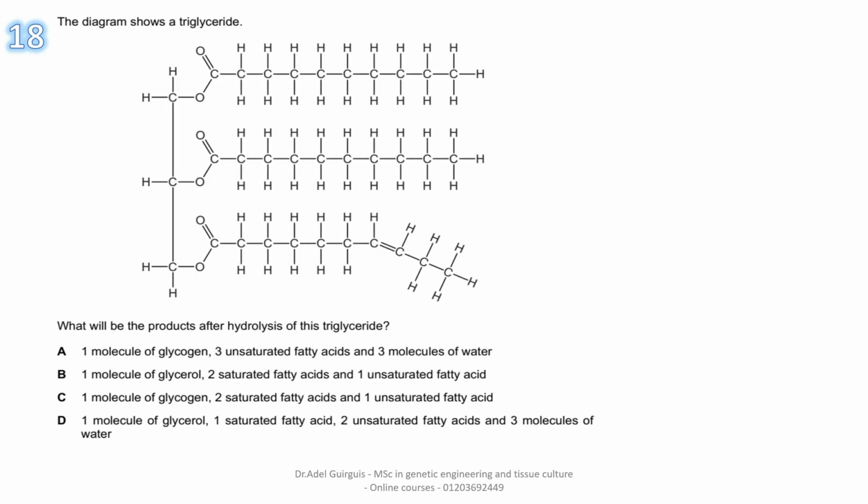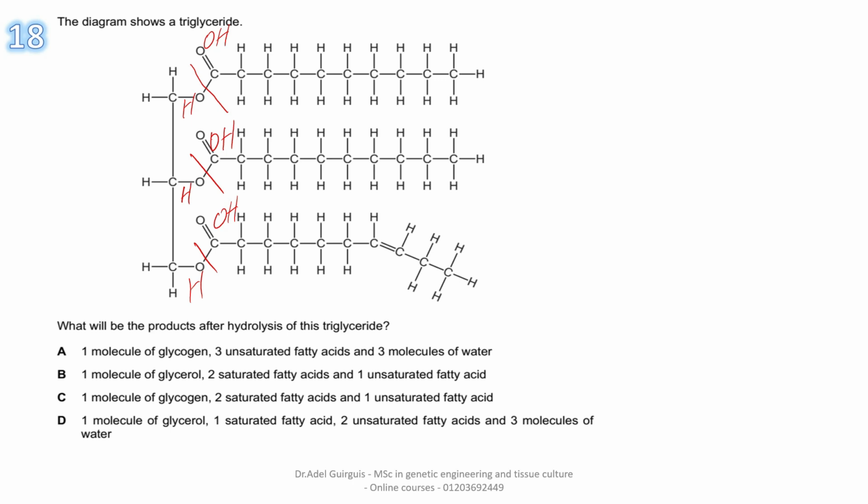Number 18. The diagram shows a triglyceride. What will be the products after hydrolysis of this triglyceride? Hydrolysis means adding water in the presence of a certain enzyme to break the ester bond. Add here OH and H. Add OH for the acid part and H for the glycerol part. How many water molecules are consumed? 3. 3 water molecules per 1 molecule of triglyceride.